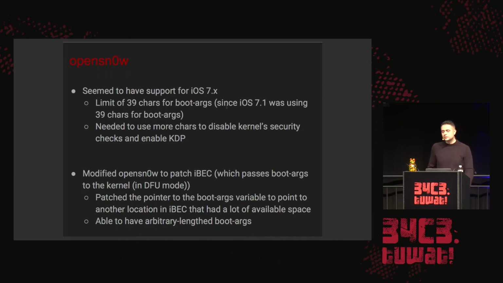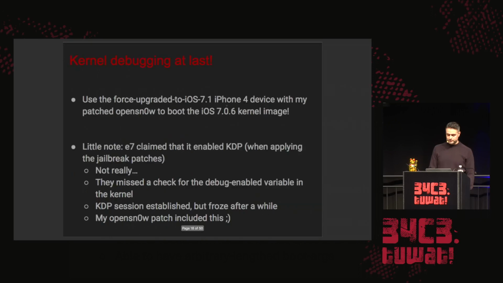So what I ended up doing was I patched iBEC, which is basically the loader of the kernel, right, that passes boot args to the kernel when it boots. And basically, I changed the pointer to the boot args to some other place that had much more space. So at that point, I was able to pass arbitrary length boot args to my kernel.